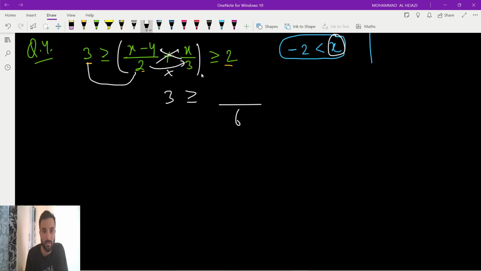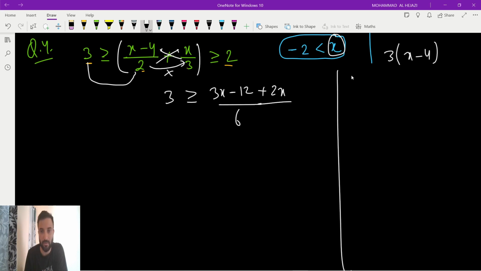3 to the 6. Now 3 will multiply with this x minus 4, right? 3 will multiply with x minus 4, so it will become 3x minus 12. This is a plus sign, plus 2x. Okay, and the same thing will come here also.